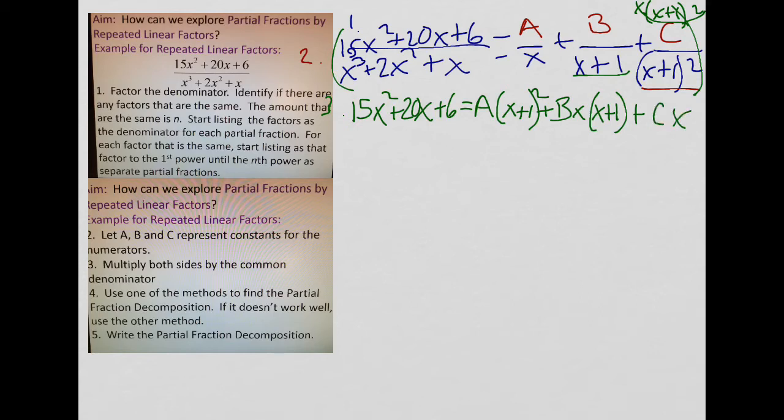This is why it's so important to not think of it as cross-multiplying. Always think that you're multiplying each fraction by the common denominator so you cancel out appropriately. I don't want c to be multiplied with x plus 1 or something like that. This would be your correct next step. So we're up to number 4. In number 4, this is to use one of the methods to find the partial fraction decomposition. If it doesn't work well, use the other method. I'm going to use matching coefficients because we don't see a lot of that in the textbook.